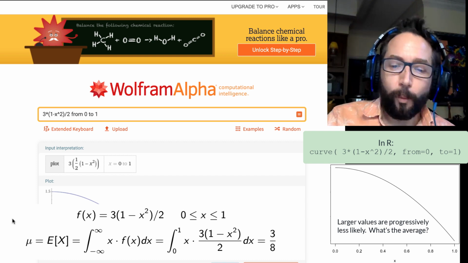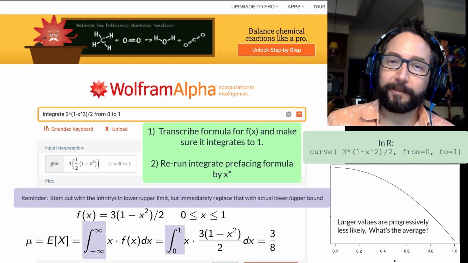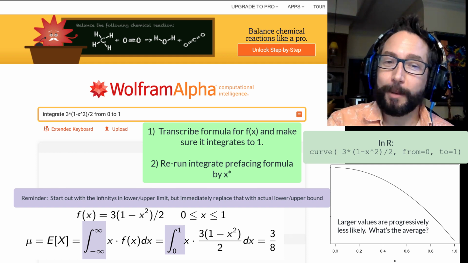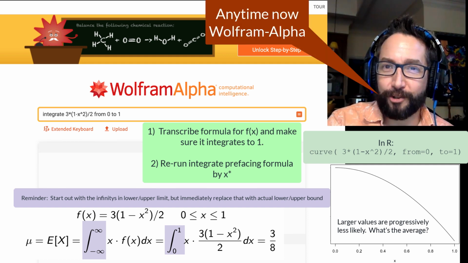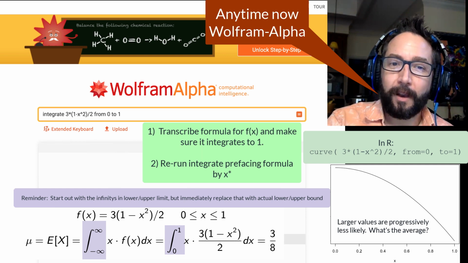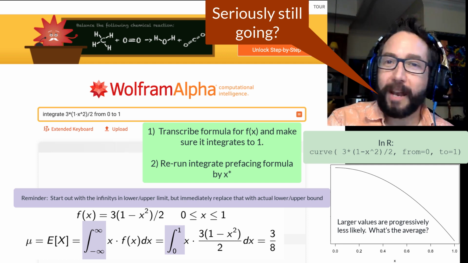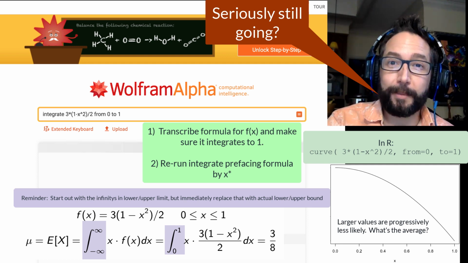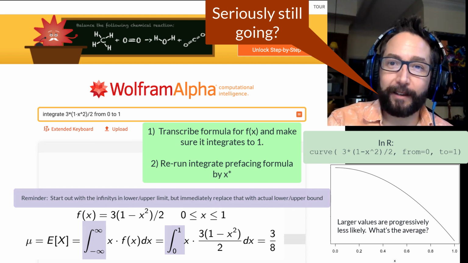All right, well, once we've verified that we're dealing with a valid formula for a PDF, if we integrate our formula over the range of possible values of x that we might see, it should always integrate to 1. We always start out with this to make sure that we didn't do any typos. Once we've verified that this does integrate to 1, all we have to do is take our formula for the PDF and preface it with an x times to get that expected value.